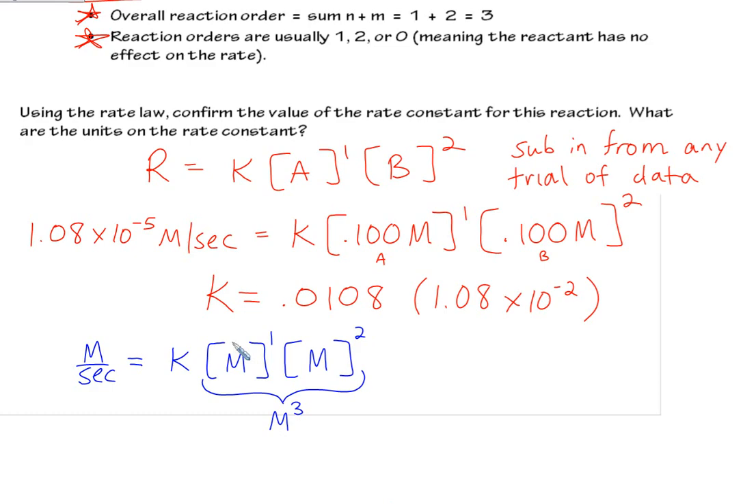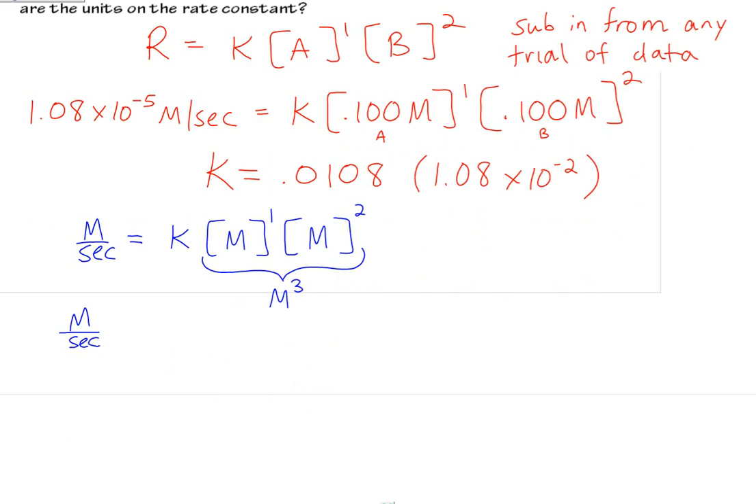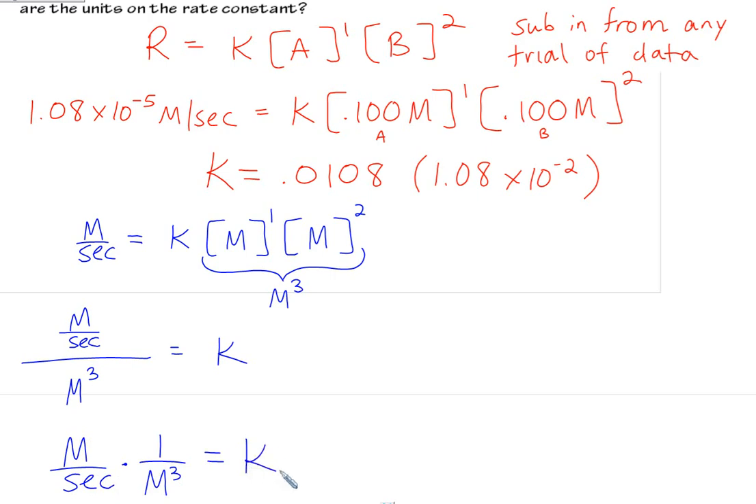So we're going to have something that looks kind of like this. We're going to have molarity per second. I'll grab myself a little more room here. And then we're going to divide that by molarity to the third. And that should be the value of K, or the units on K. So you could simplify this and you could say like molarity per second times 1 over molarity to the third equals K. And then I could simplify that. So I could get rid of this guy. I could bring this down to a 2.